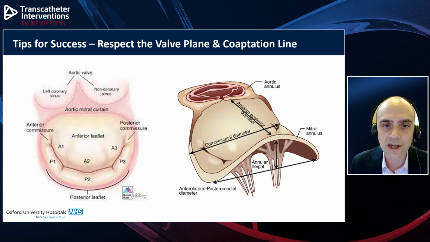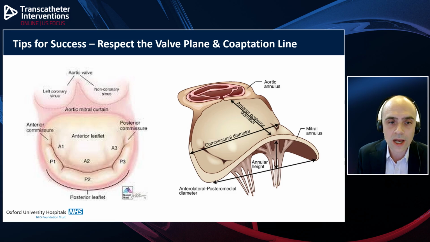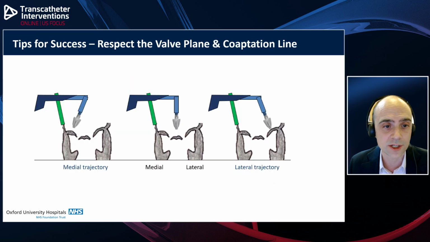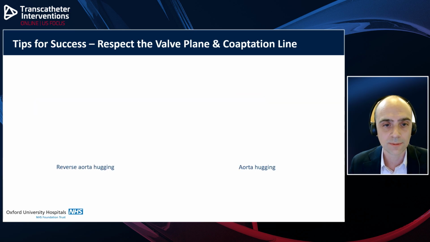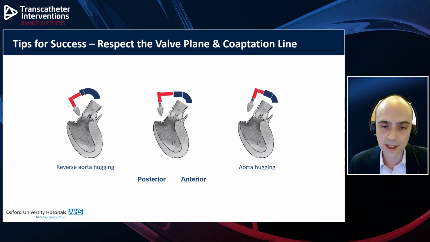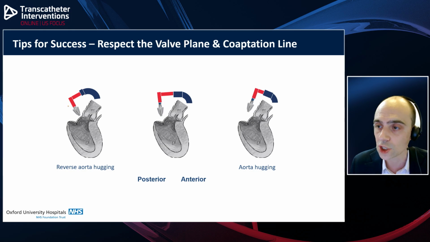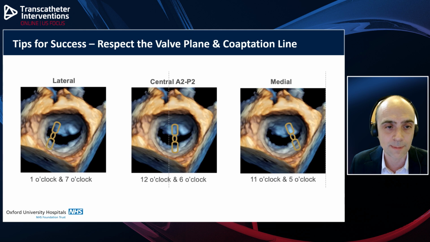Second, respect the valve plane and the coaptation line. What does that mean? Well, it means that we don't want to cinch up the valve with our device in any way that distorts the native anatomy. We want to focus on the segment we're treating and be cautious about how we deploy those devices. So we want to make sure our trajectories are right. We want to be entering the valve perpendicular to the annular plane, both in the medial lateral trajectory and in the AP trajectory. And one of the key things we can change if things don't look quite right with TEER is adjusting our trajectories and making sure we're perpendicular to the annular plane.